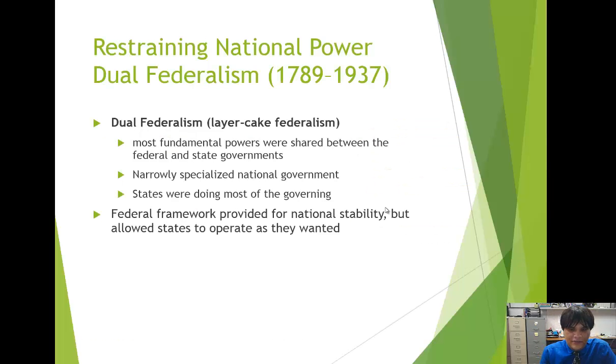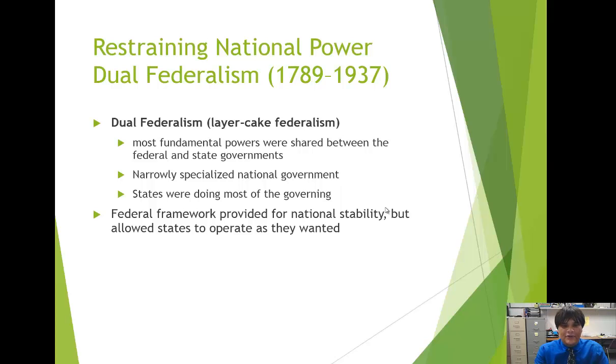Dual federalism, layer cake federalism, like I said, lasted for nearly a century and a half, from 1789 until 1937. Most of the fundamental powers were shared between the federal and state governments. You had a very narrowly specialized national government. It was specialized in what it did, but it didn't govern a whole lot. It was just kind of there, the thing that promoted national stability, more or less.